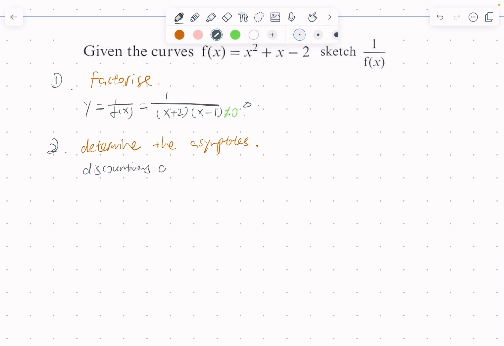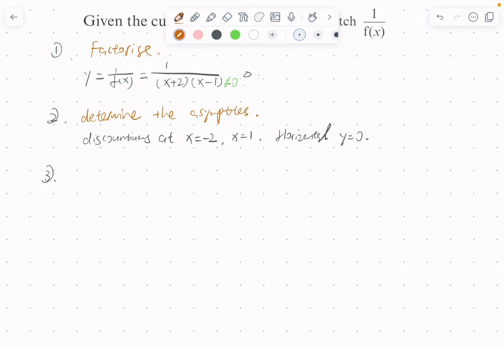Here, x equals minus 2 and x equals 1. And we also know that the numerator is equal to 1, which means y can't be 0. So here, the horizontal asymptote is y equals 0.